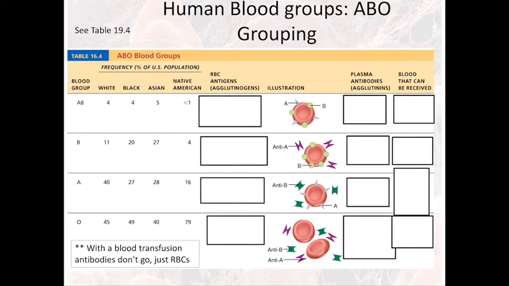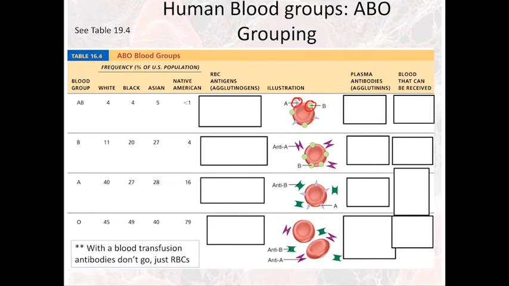Secondly, the ABO blood grouping is a similar idea, except there's just two different antibodies. So we talked about the Rh antibody. Now we have the A antibody and the B antibody. So if somebody's blood is AB, that means they have both A and B antigens, and it means they don't have either of the antibodies.